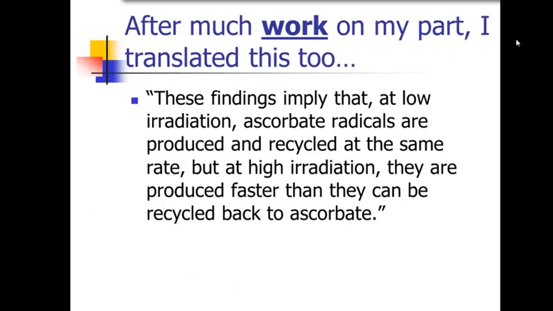It's really not the most exciting sentence ever, but you can see that at least I think it's understandable now. So it says, these findings imply that at low irradiation, ascorbate radicals are produced and recycled at the same rate, but at higher radiation they are produced faster than they can be recycled back to ascorbate. So at least now I think you can understand the gist of what the authors were trying to say. Notice what I did here is I stripped a lot of the extra words from that sentence. I've probably cut it down to about half the size of the original sentence, and then I turned those nouns, production and recycling, back into verbs, produced and recycled. Did a few other things in terms of the logic as well.